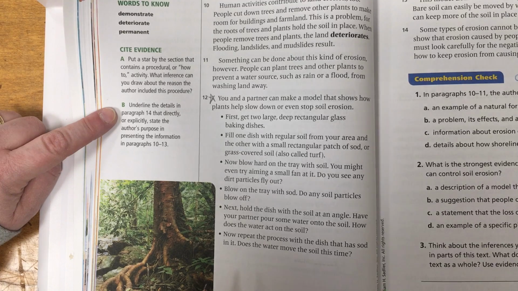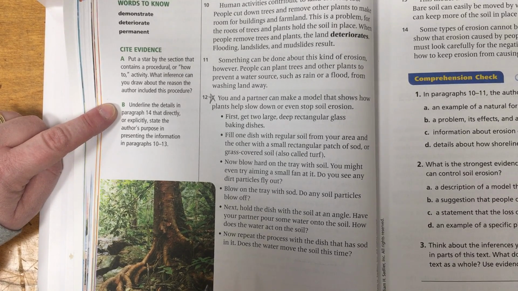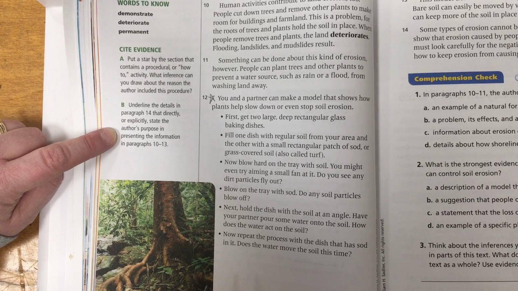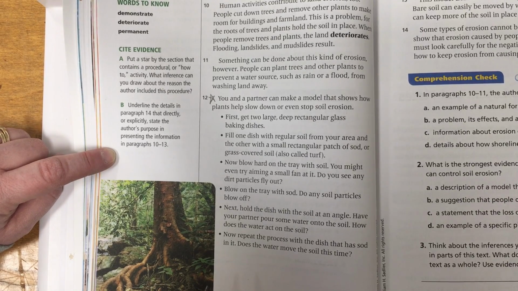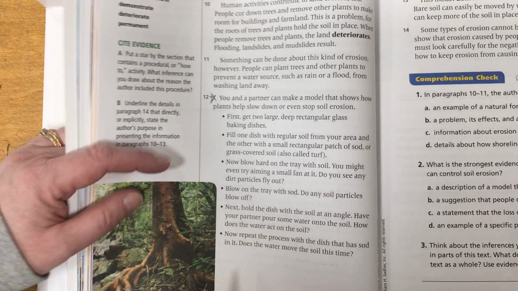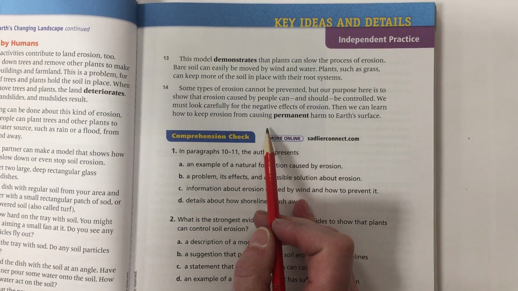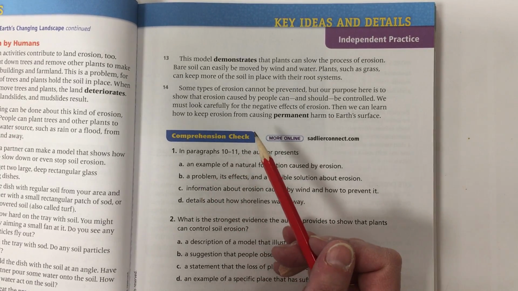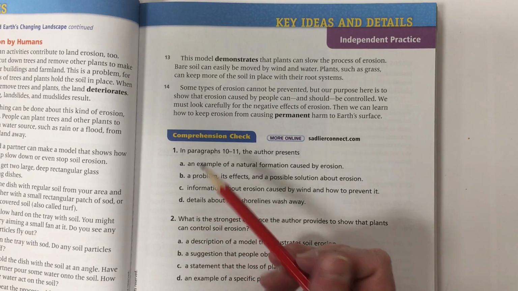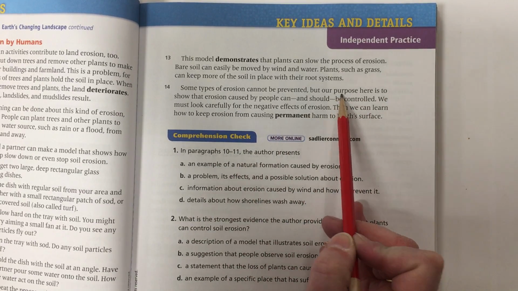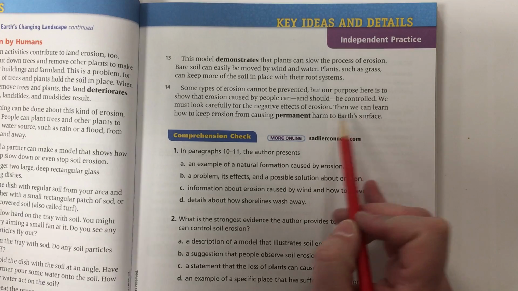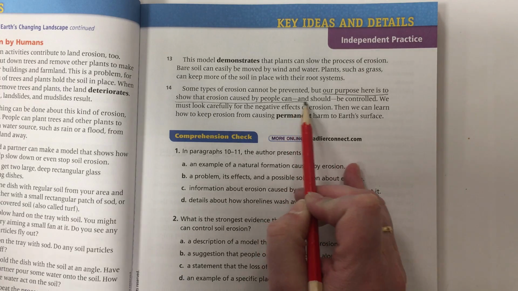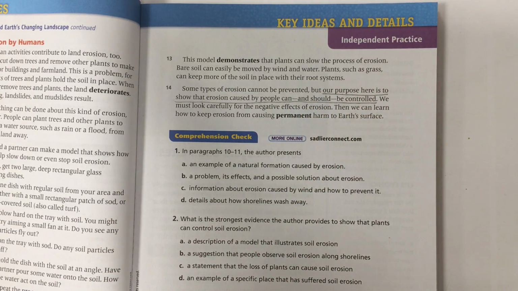All right, Cite Evidence B. Underline the details in paragraph 14 that directly or explicitly state the author's purpose in presenting the information in paragraphs 10 through 13. So let's go to paragraph 14. The author's intent is the author's purpose. So why they wrote this article. And I see the word purpose right here, and it says, our purpose here is to show that erosion caused by people can and should be controlled.